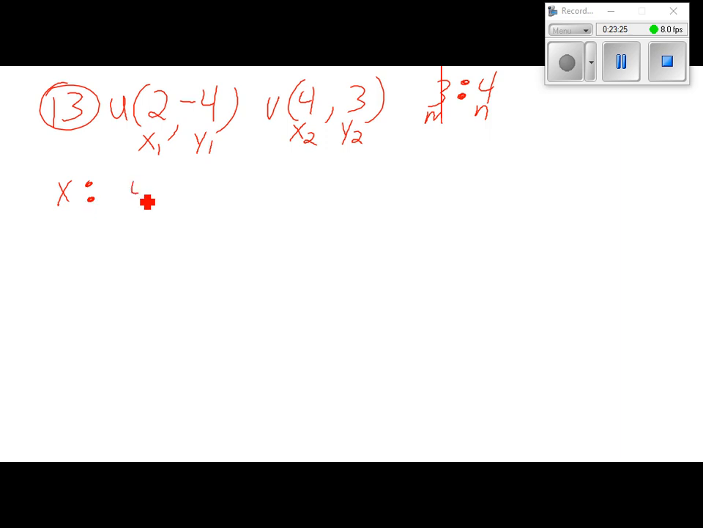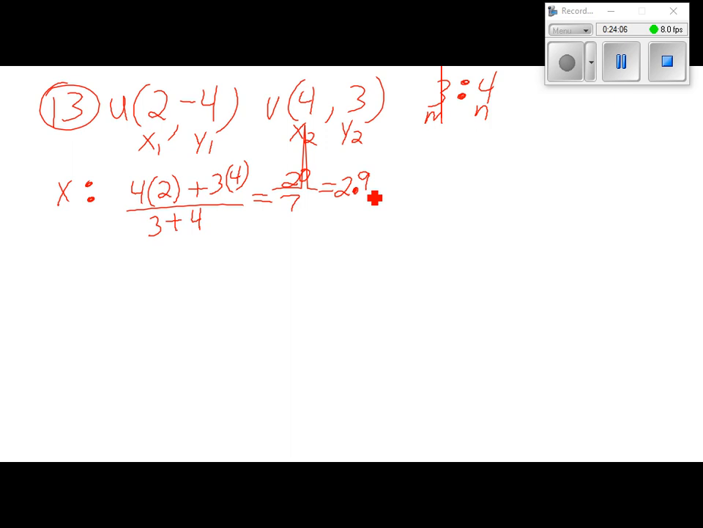So it would be 4 times 2 plus 3 times X2, 4. All that over M plus N, which is what? 3 plus 4, 4 plus 3. Does it matter which order? No. Somebody do the top for us. 20 on top. Everybody agree with that? Divided by 7. When you divide by 7, is it going to come out all nice and pretty? 2.9. Everybody agree with that? If you round it off, 2.9, something like that?